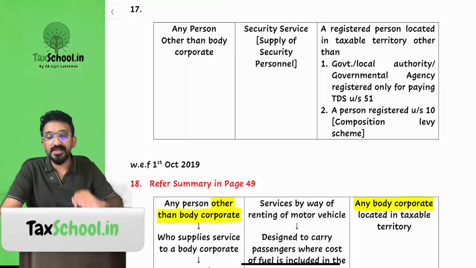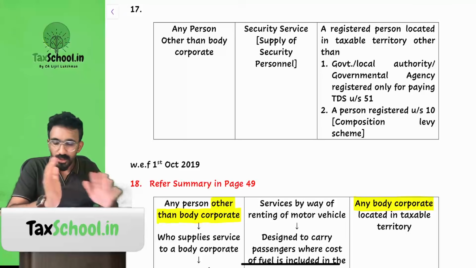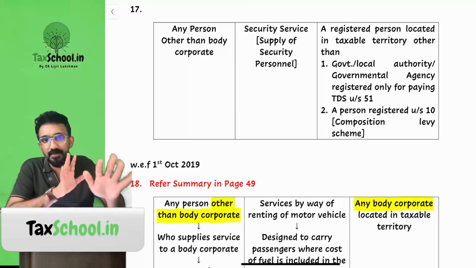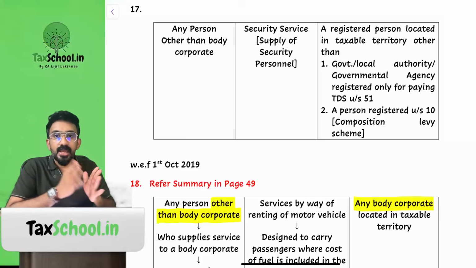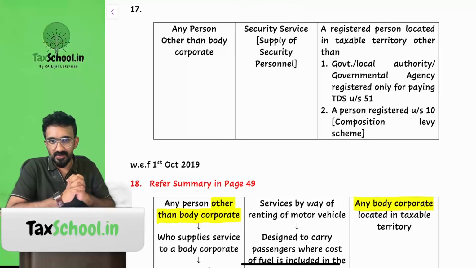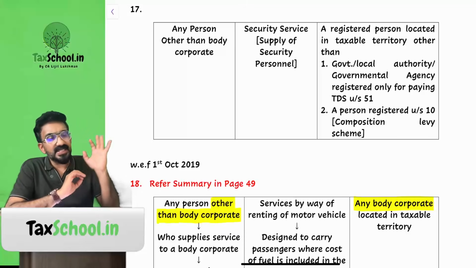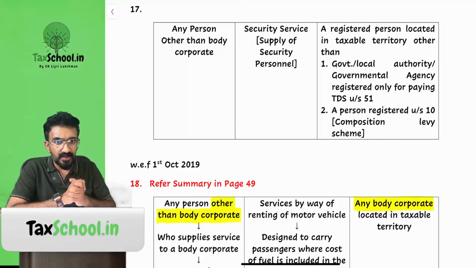Now look at security service. I'll read this and summarize it for you. Let's put a chart together. Let's write the chart also. You can paste it there in your book later. Any person other than body corporate providing security services. What is security services? Only supply of security personnel. I'm giving CCTV. Would that be covered under 17th point for RCM? No.